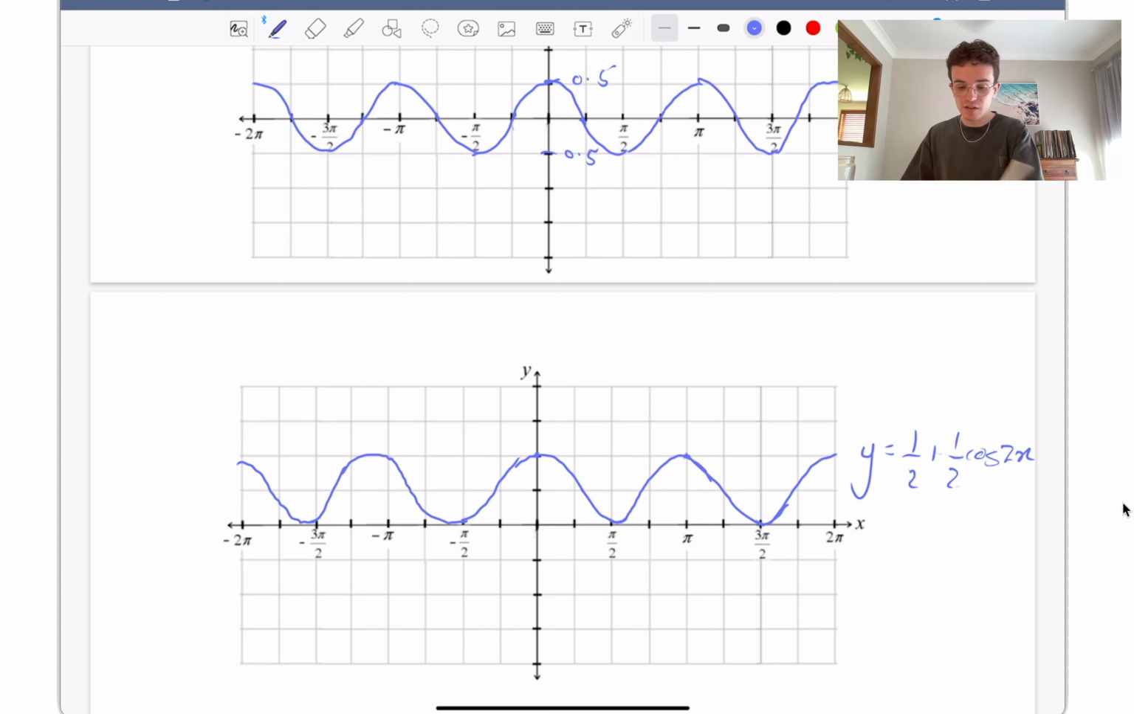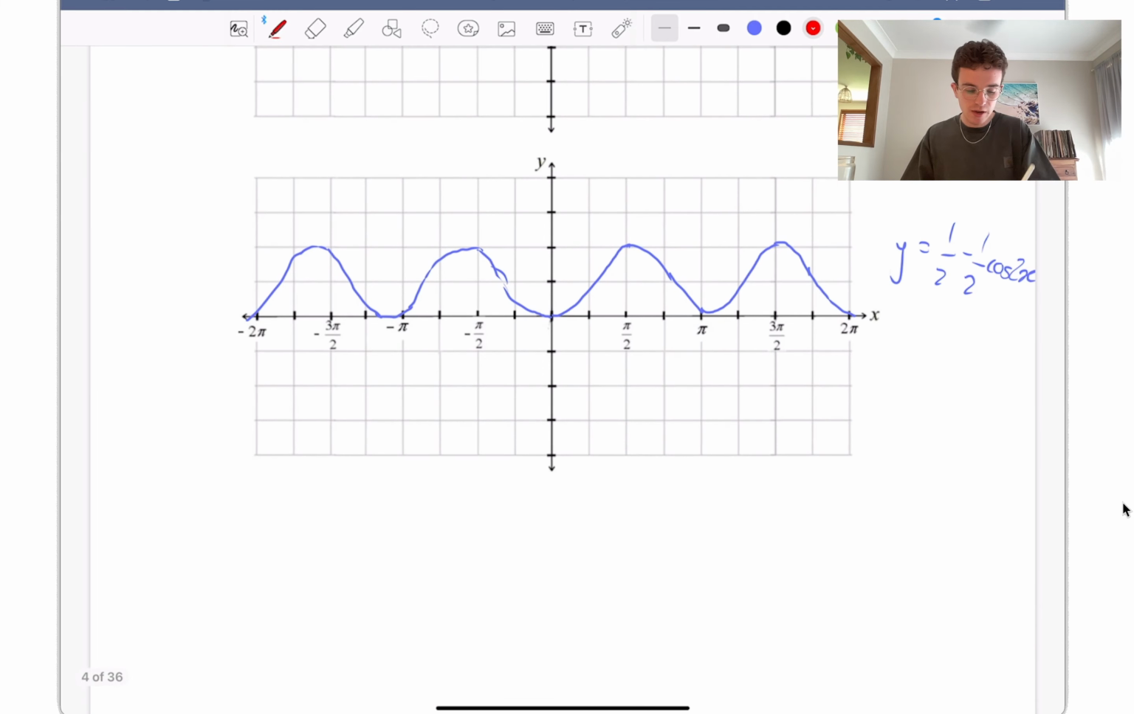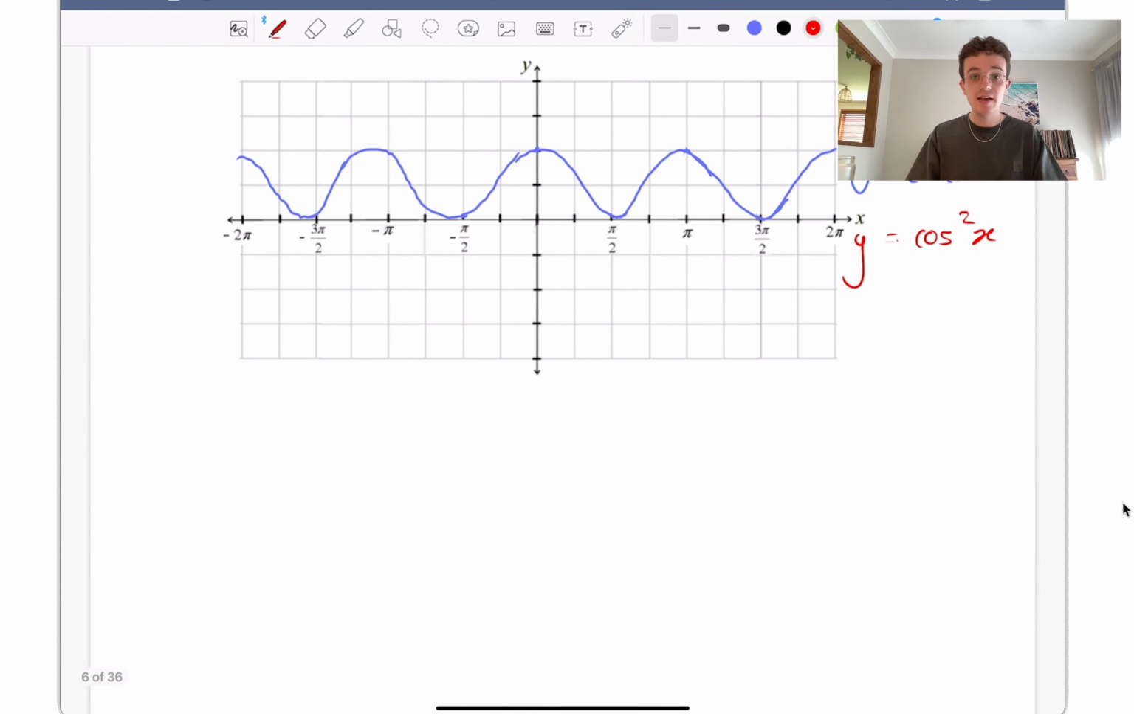So there we go, and that is the graph of y is equal to cos squared of x. And up here, we had the graph of y is equal to sine squared of x. And there we are. So sine squared of x, its graph looks like that. And cosine squared of x, its graph looks like that.